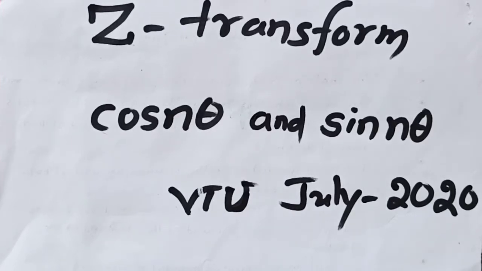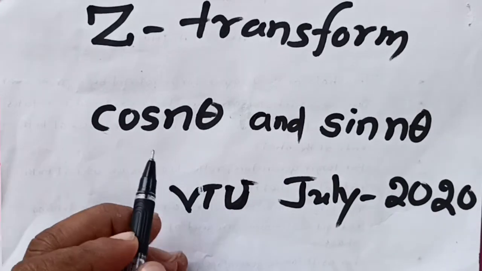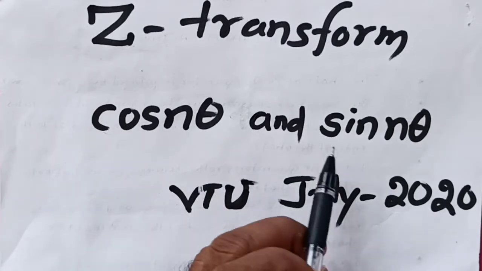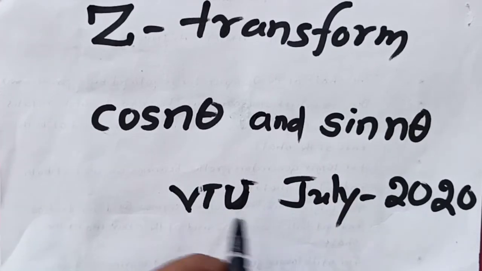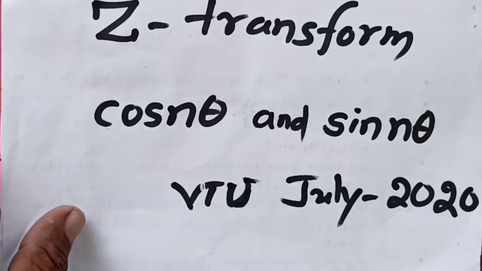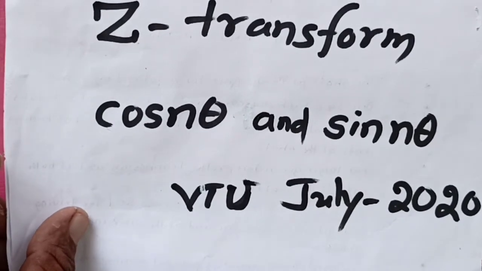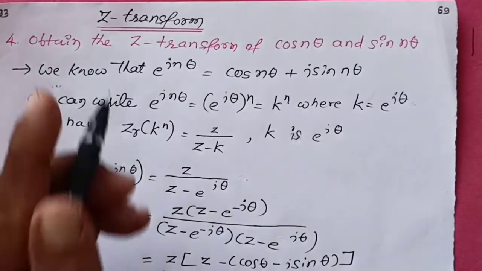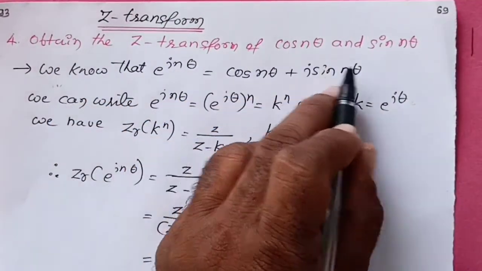Topic is Z transform. One more important problem is there: to find the Z transform of cos n theta and sin n theta, which appeared in July 2020 for 7 marks. So it is a very simple question to solve. Obtain the Z transform of cos n theta and sin n theta.